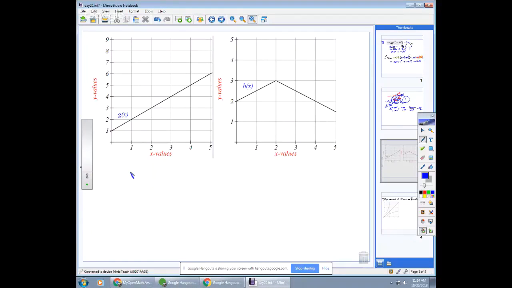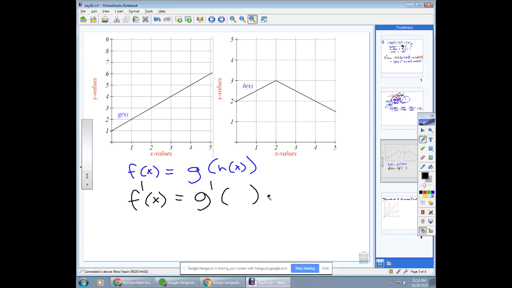So given that f of x is equal to g of h of x, we need to calculate what is f prime of x. Applying the chain rule here, the chain rule says take the derivative of the outer function, g prime, and multiply by the derivative of the inner function, h prime. Then we just have to keep in mind that g originally had that h of x inside of it. So that's what the chain rule says about this particular composition.